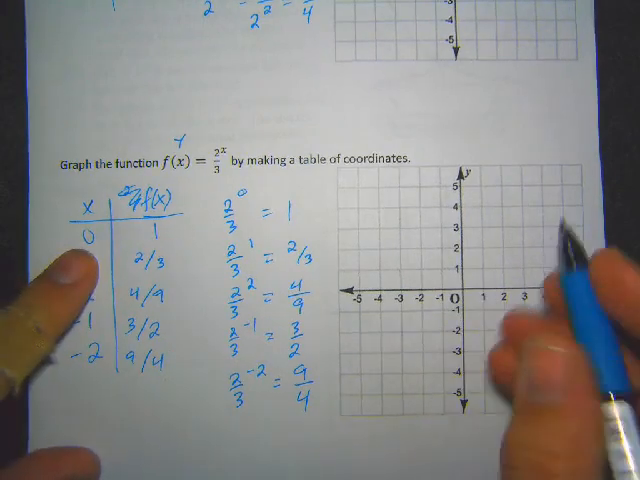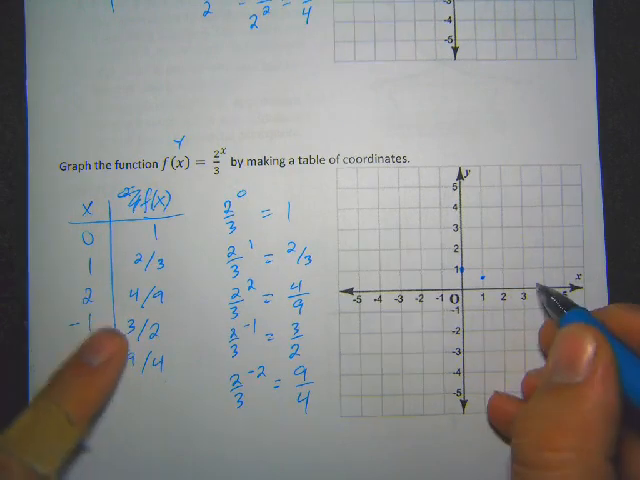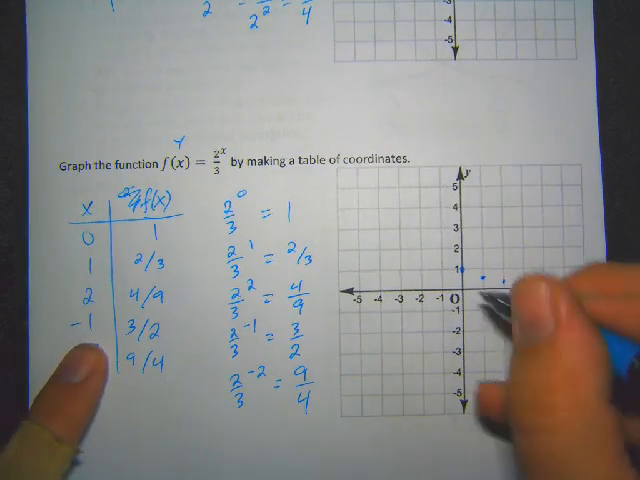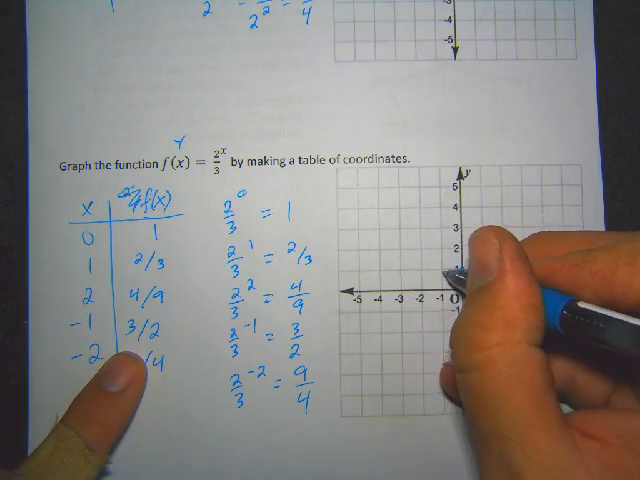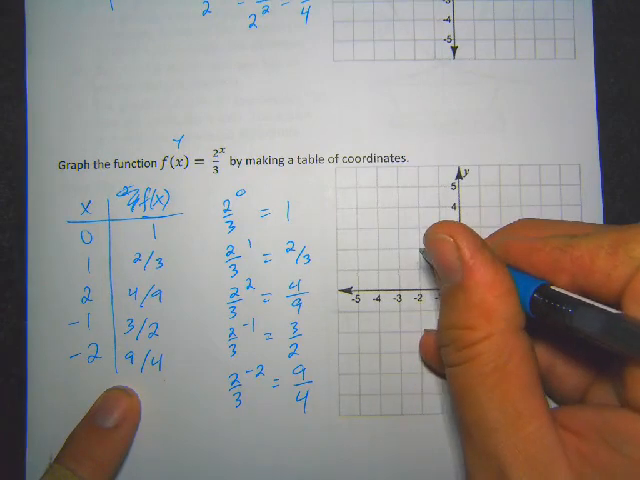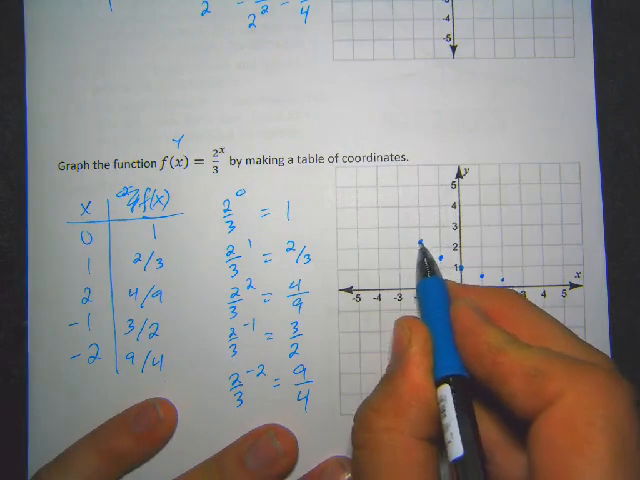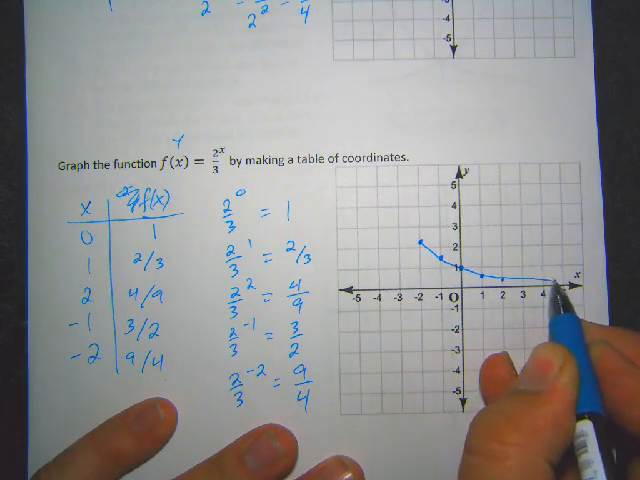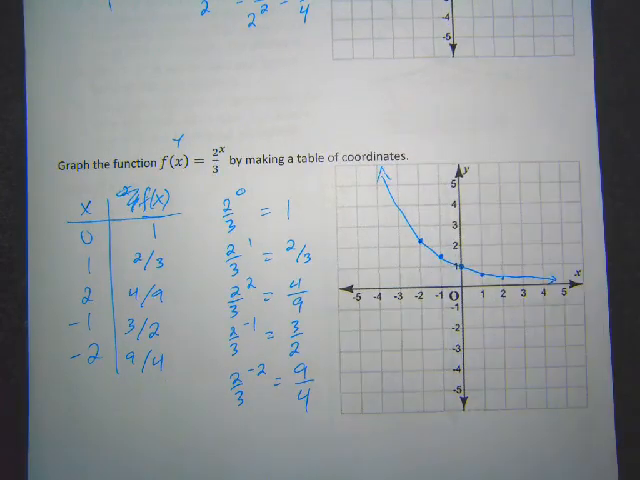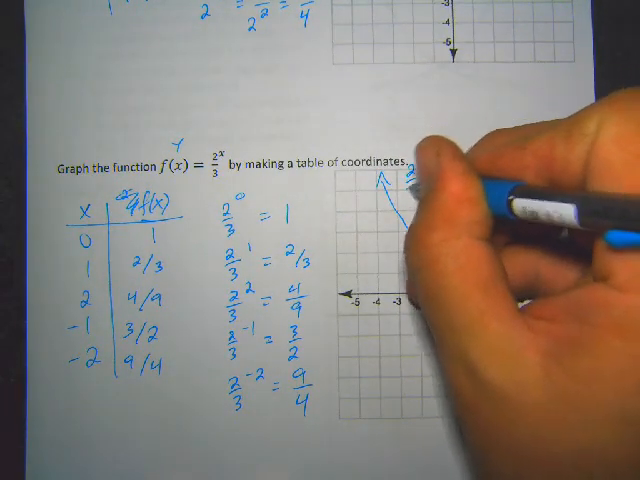Okay, so we got 0, 1. 1 is 2/3, so it's going to be about there. 2 is 4/9, that's less than half, so it's going to be down here. -1 is 3/2, so 1, 2, 3/2. -2 is 9/4, so that's 4/4, 8/4, 9/4. And that's what we get. So it looks something like this. There we go. So this is 2/3 to the x.